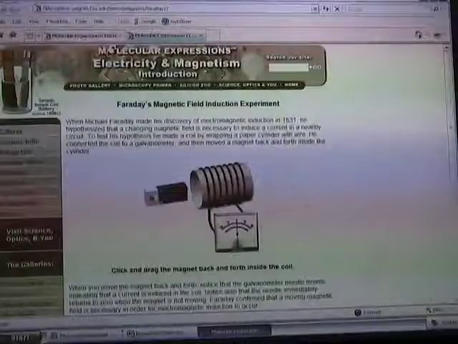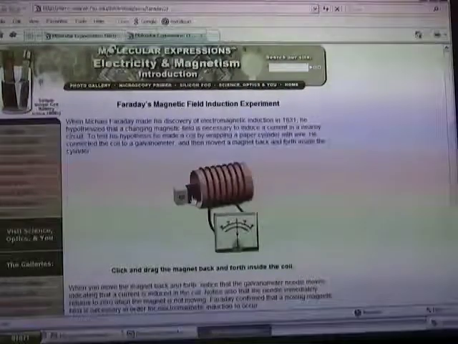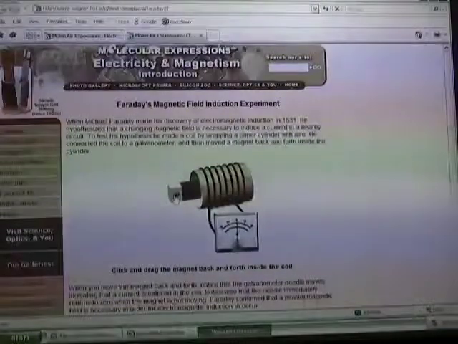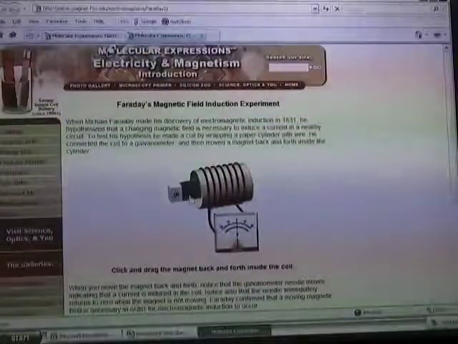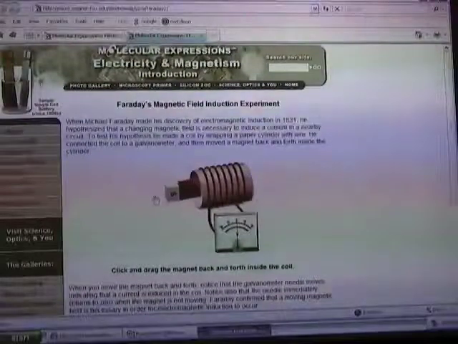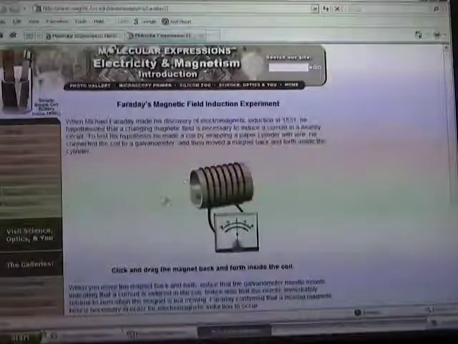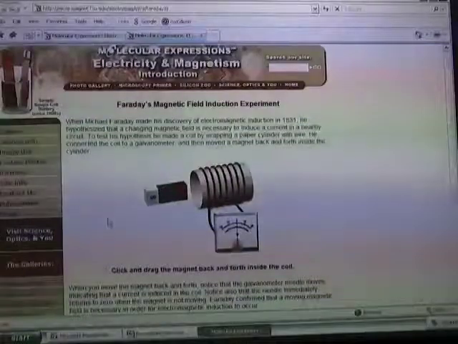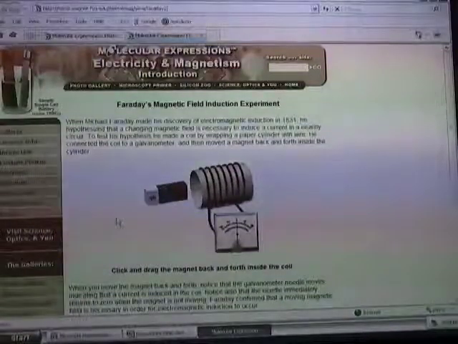Now watch when I move the magnet into the coil and out of the coil. When I move the magnet into the coil, the deflection is to the right. When I move it out, the deflection is to the left. So the direction of the induced EMF depends on whether the magnetic flux is increasing or decreasing.